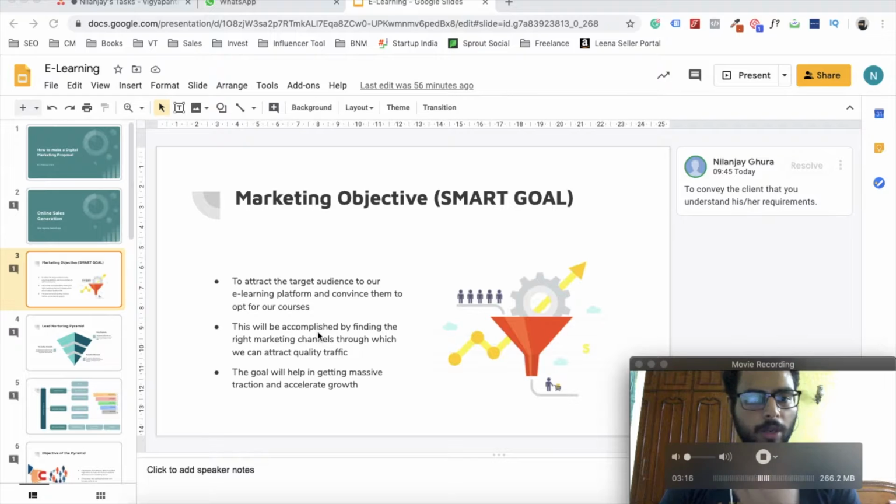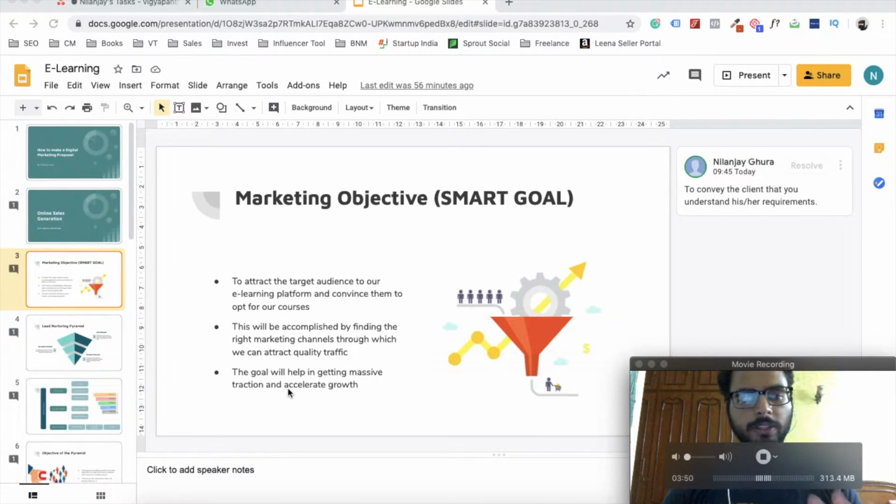Now this will be accomplished by finding the right marketing channels through which we can attract quality traffic. Understand, we don't know which is the right marketing channel right now. We can say we can run Google ads, we can run Facebook ads, we can run XYZ, but we don't know from which channel we're going to get the best quality leads at the most economical cost. So we need to mention that this can be accomplished by finding the right marketing channels. You don't have to mention that we're just going to use Google ads or Facebook ads. We mention the right marketing channels through which we can attract quality traffic.